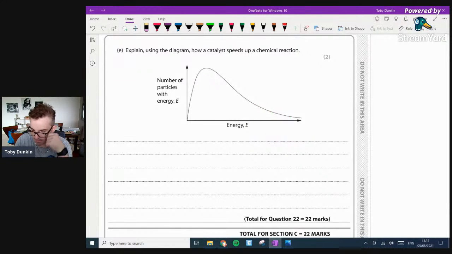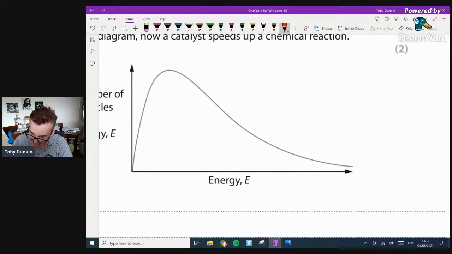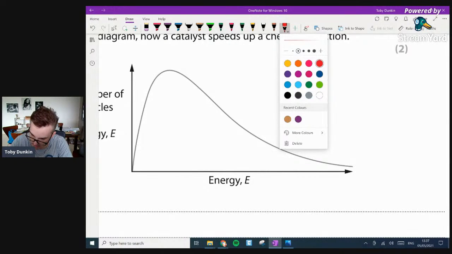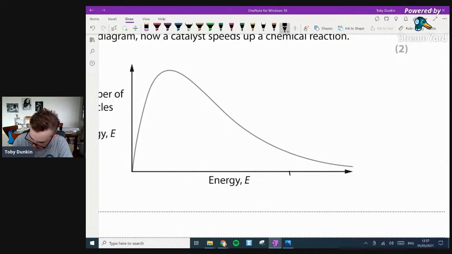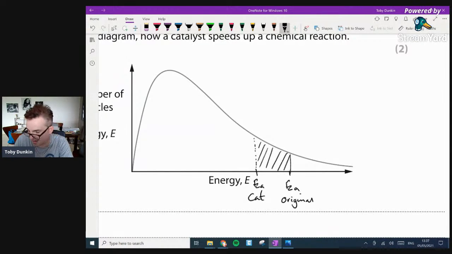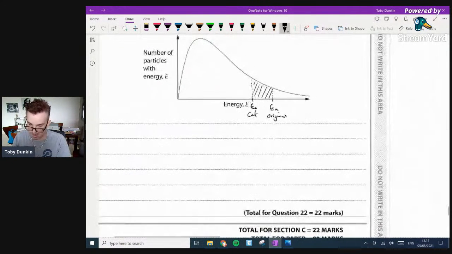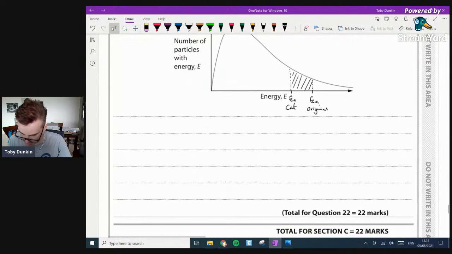How would I do this in my exam? If I was actually sitting the exam, what would I actually write down just with my pen? I'd go, EA original. I'd definitely do that. And then I'd go EA cat. And then I'd be going like this. I think I'd probably do that. That's probably what I would do. And then 2 marks.